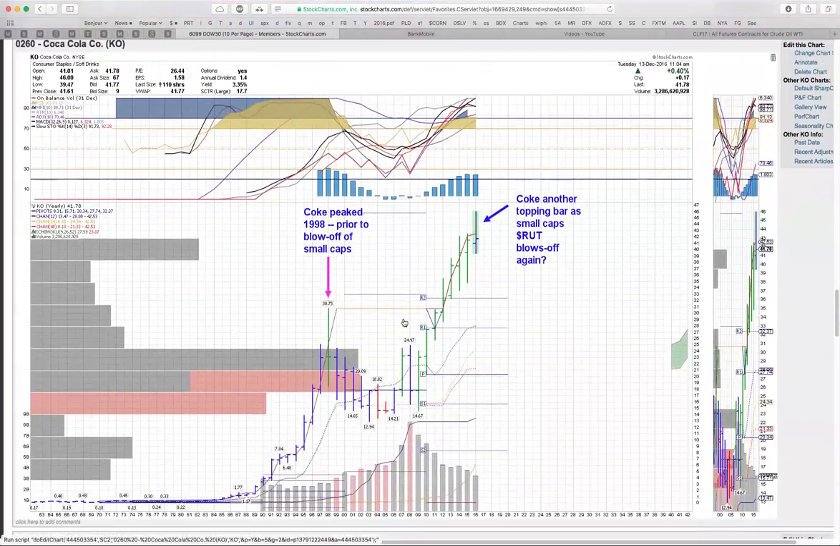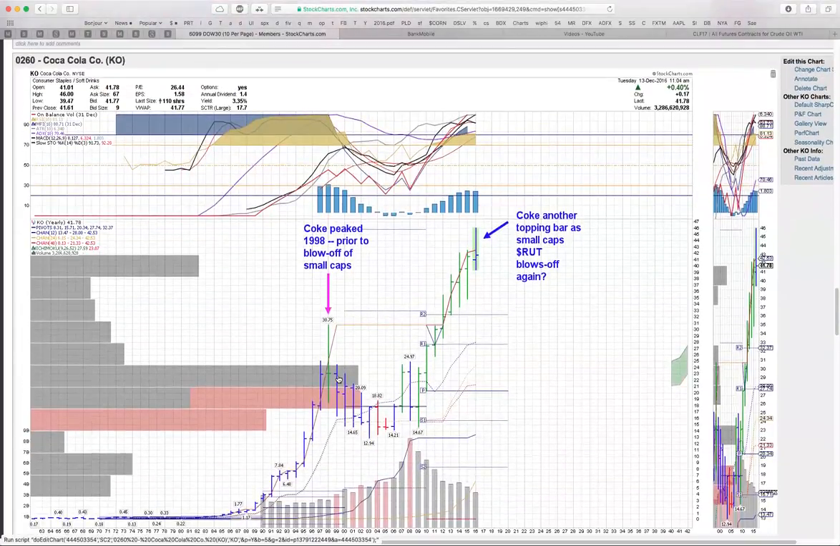All right, so here's the Coca-Cola one here. Okay, so Coca-Cola, this is some sort of, we'll say Harami cross or something on the candlesticks. So we have this thing going on, this 1998 prior to the small caps blow-off. This one here, big old wick on top, and a couple weeks ago, I don't think Coca-Cola is going to get to 44 or something to make this thing a continuation pattern.